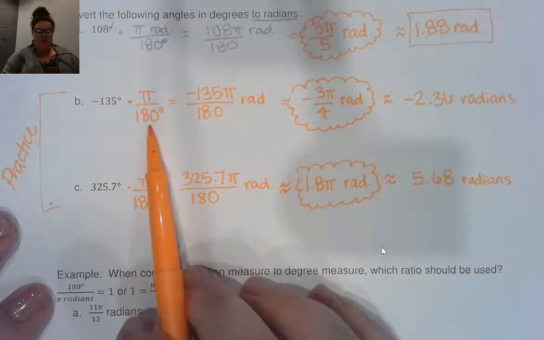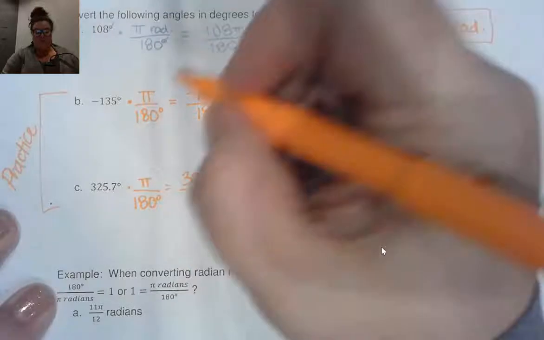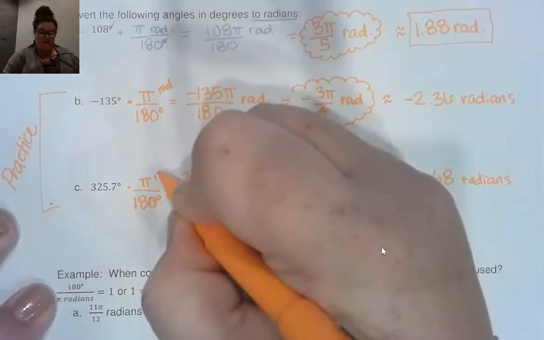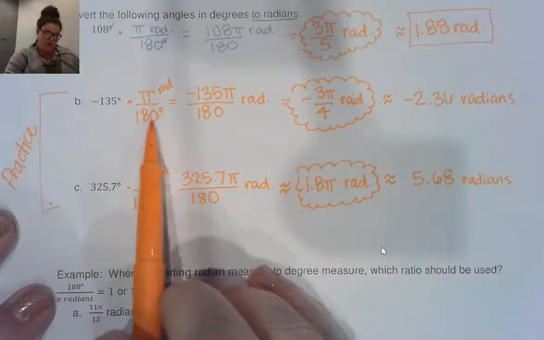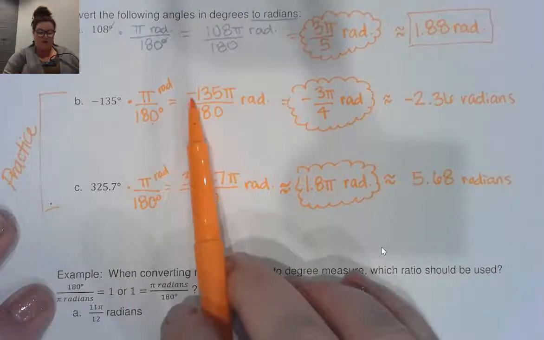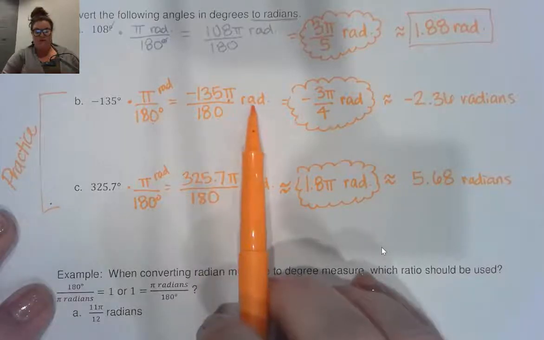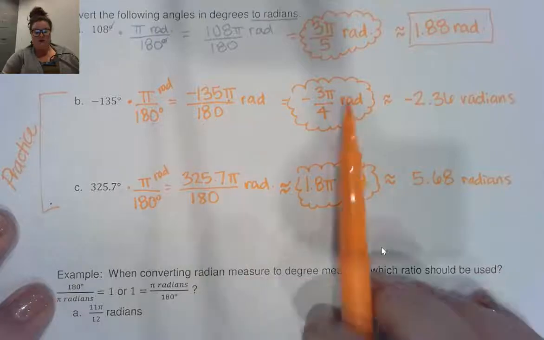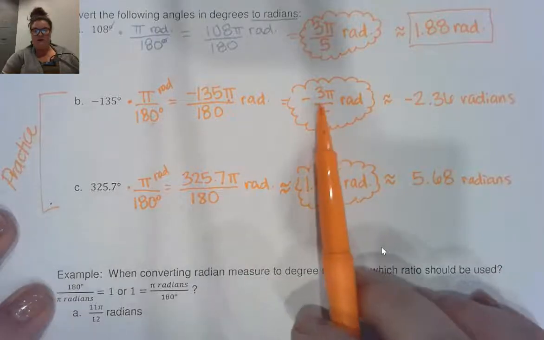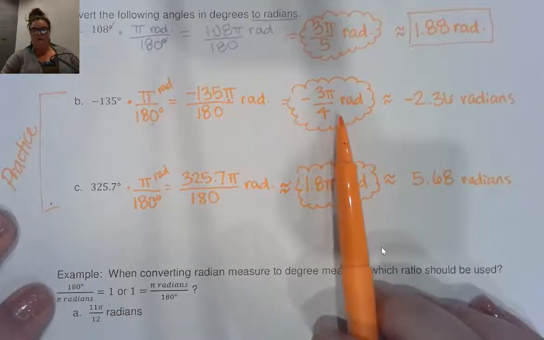On the first one, or actually on both of them, you're going to use the ratio pi over 180 radians. And I forgot to write radians up here. Radians. Because we want our degrees to cancel, right? So this gives me negative 135 pi over 180 radians. Using the fraction button on your calculator, you can see this reduces down to negative 3 pi over 4 radians.